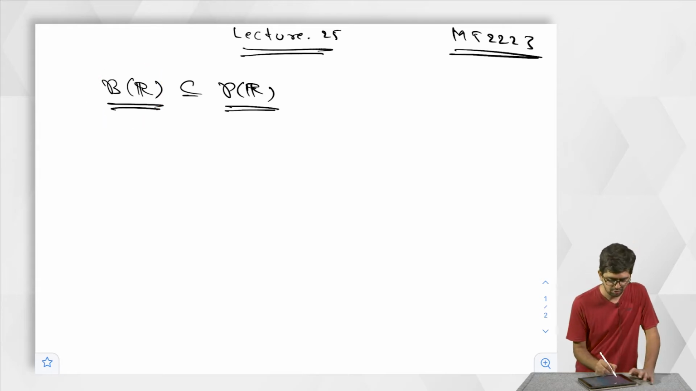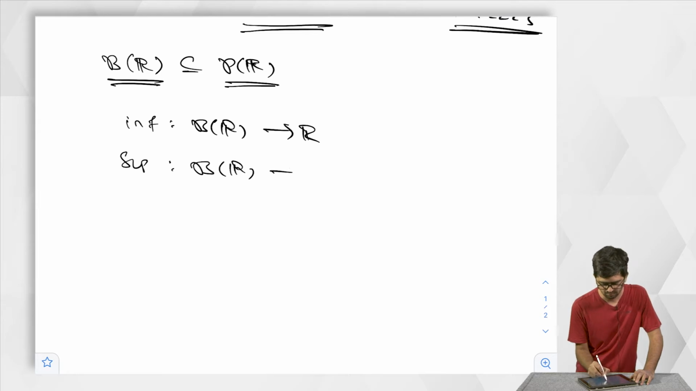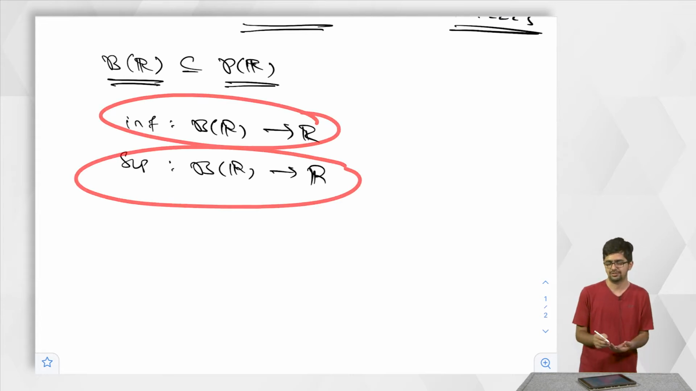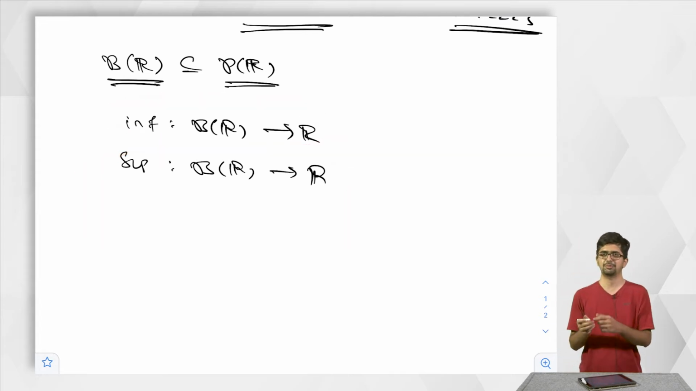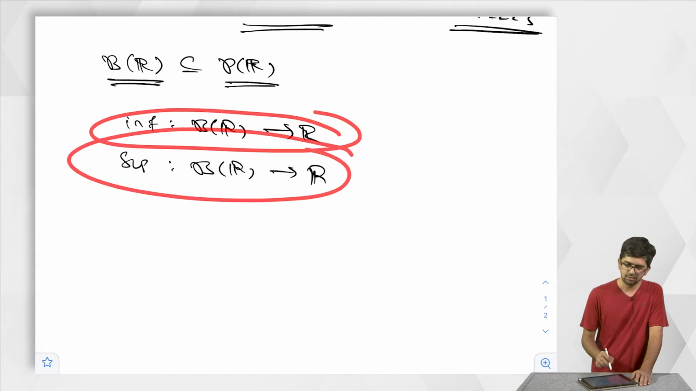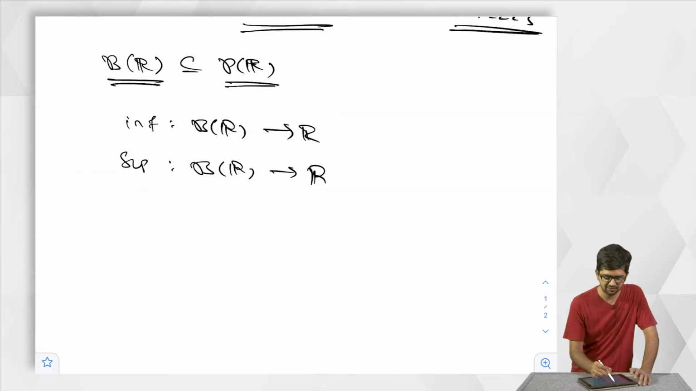Now on these, we have introduced two maps, infimum and supremum. These two maps we have introduced to serve some purpose. What is the purpose? Using these two, we were able to write down some description for some elements of R, some special elements of R.